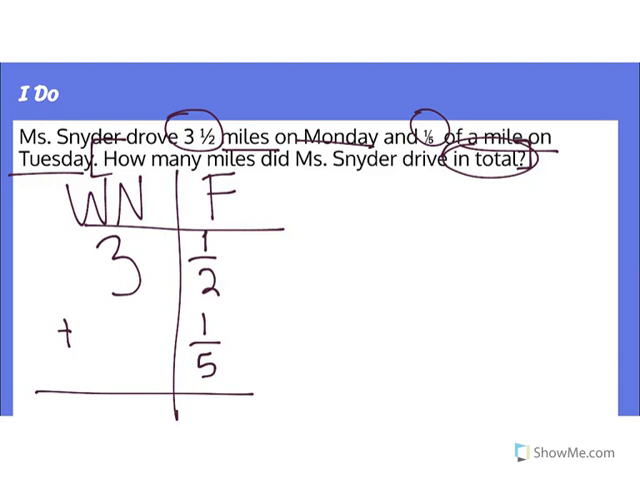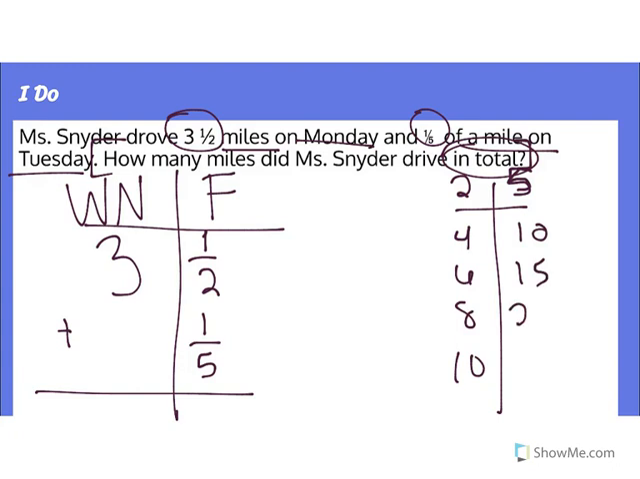I see that I cannot add these two fractions yet because they have different denominators. I need to find the least common multiple of 2 and 5 so that I can create a common denominator. I'm going to list out the multiples of 2 and 5. I see here that I have a common multiple of 10. That means that my common denominator is going to be 10.